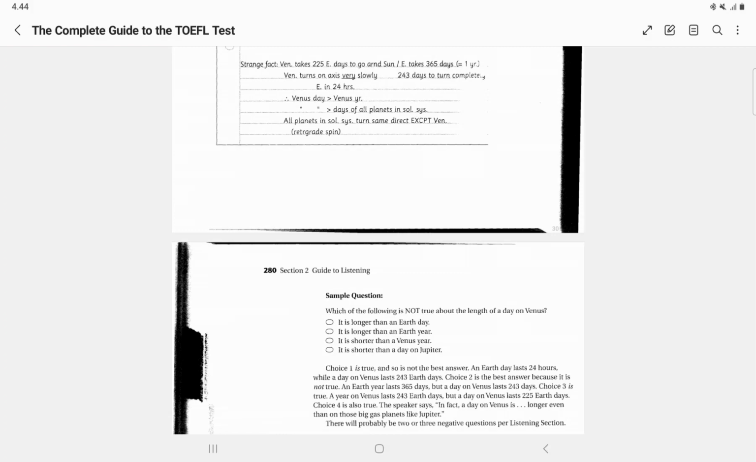A day on Venus is longer than an Earth year. A day on Venus, 243. Earth year, 365. An Earth year lasts 365 days, but a day on Venus lasts 243 days. Choice 3 is true. A day on Venus is shorter than a Venus year.